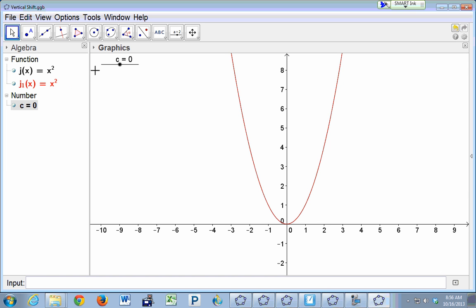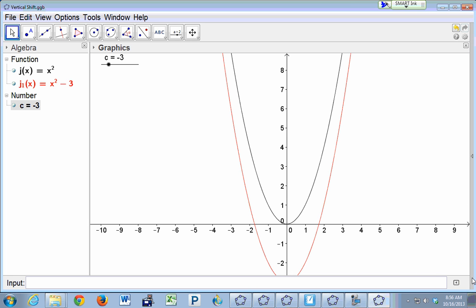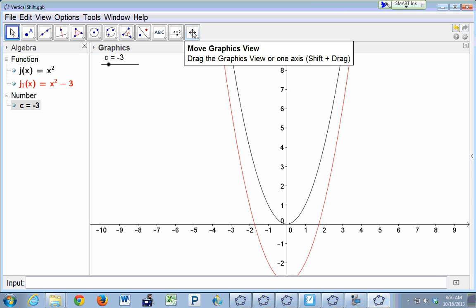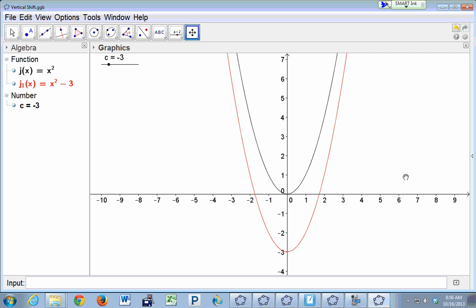So now we're going to make C negative. See if your guess is coming true. So I'm making C a negative number. Now what's happening to my graph? It's moving down. So if I had, instead of x squared plus 3, x squared minus 3, notice my graph moves down 3 units. Okay? 3 units. I'm going to move this up so you can see it.